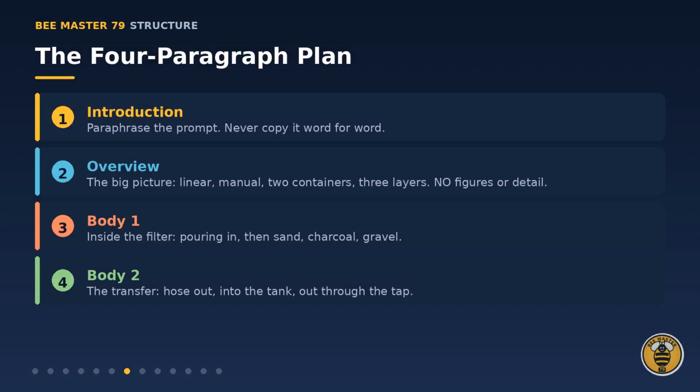Here is the plan. 4 paragraphs every single time. Paragraph 1, the introduction, paraphrases the prompt. Never copy the question word for word, because copied language is not counted towards your word total. Paragraph 2 is the overview, and this is the paragraph that decides whether you can reach band 7 or above at all. It gives the big picture. The process is linear. It is manual. There are 2 containers and 3 filtering layers. Crucially, the overview carries no specific detail. Paragraph 3 covers what happens inside the filter. Paragraph 4 covers the transfer to the tank and the final tap. That is it.